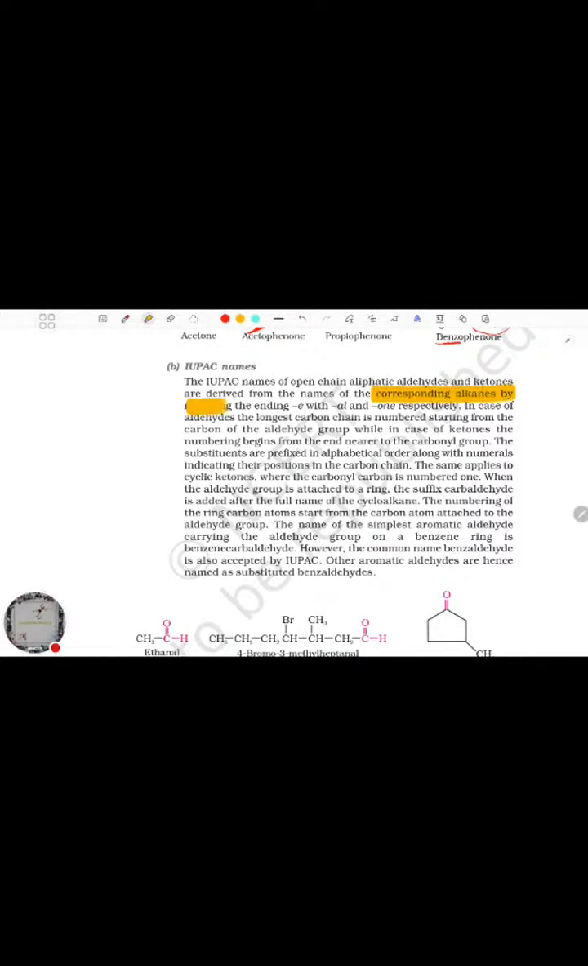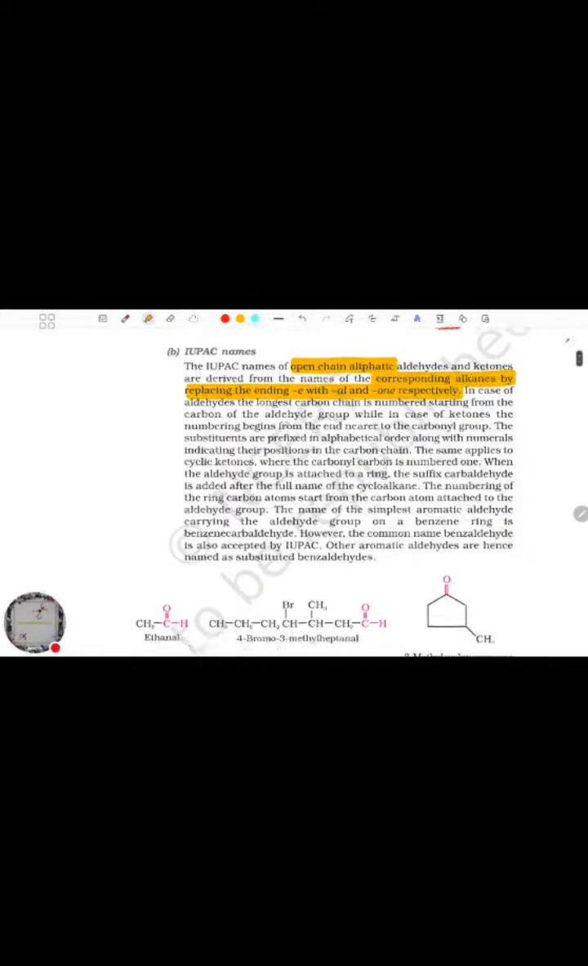Corresponding alkanes by replacing. So in case of alkanes, for open chain aliphatic aldehydes, that's the important part: in case of aldehydes, the longest carbon chain is numbered starting from the carbon of the aldehydic group. While in the case of ketones, the numbering begins from the end nearer to the carbonyl group. So in the case of an aldehyde, the numbering will always start from the carbonyl group. But in case of ketone, we will consider the adjacent carbon to be the first carbon of the parent chain.